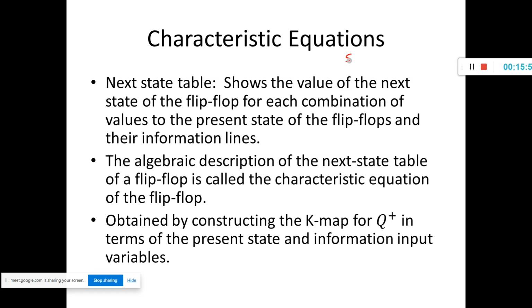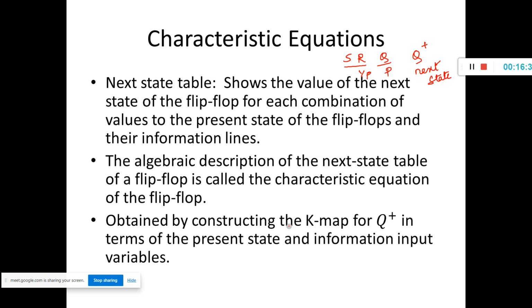Suppose this is SR: what are these? Inputs. Q, what is this? Present state. Q plus, what is this? Next state. So the next state Q plus depends on the present state as well as the inputs. The algebraic description of the next state table of the flip-flop is called the characteristic equation. When we write the next state table, for that we put a K-map and then we get an equation, and that is nothing but the characteristic equation of the flip-flop.